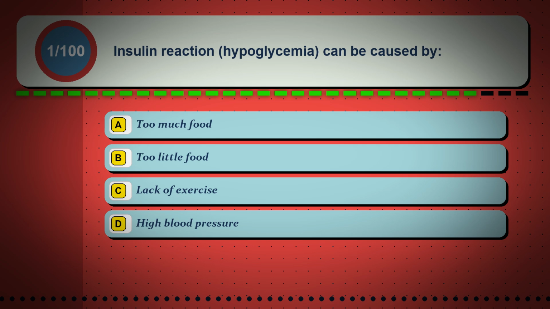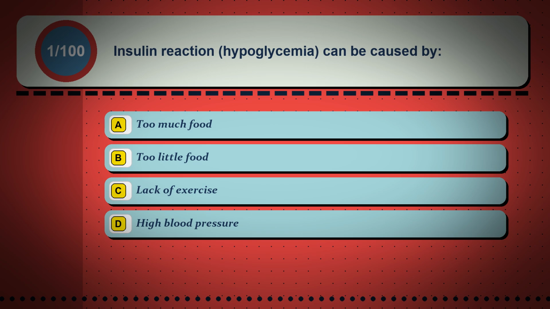Question 1. Insulin reaction, hypoglycemia, can be caused by: Option A, too much food. Option B, too little food. Option C, lack of exercise. Option D, high blood pressure.